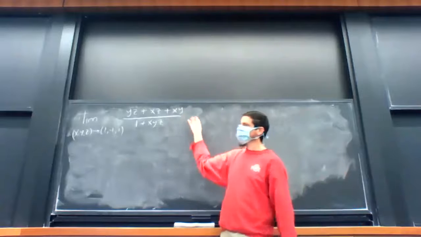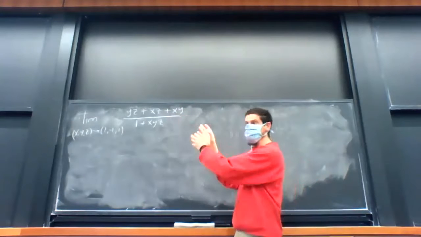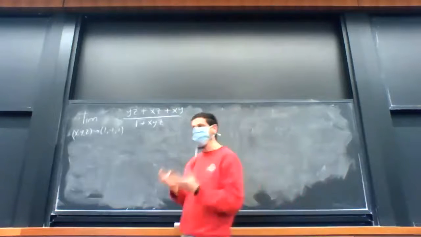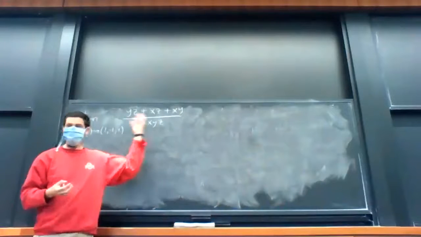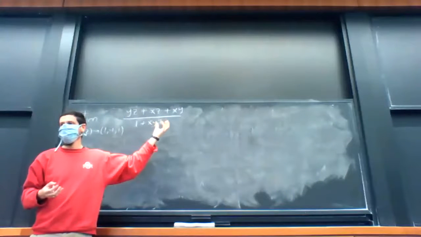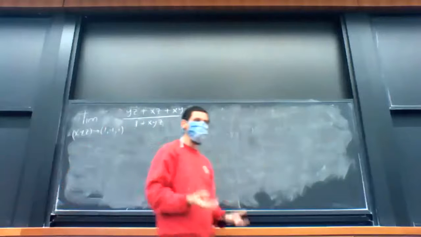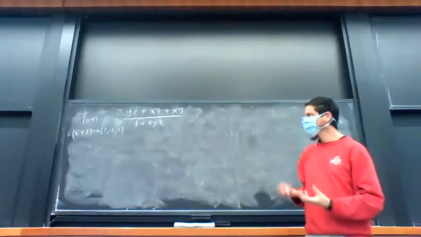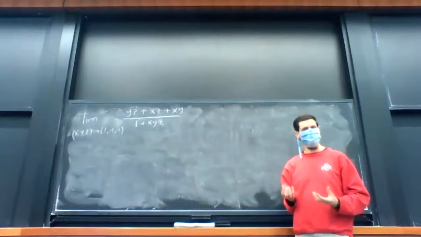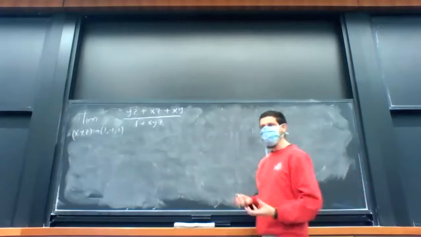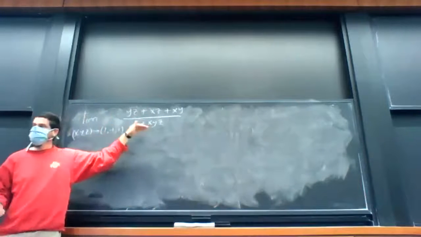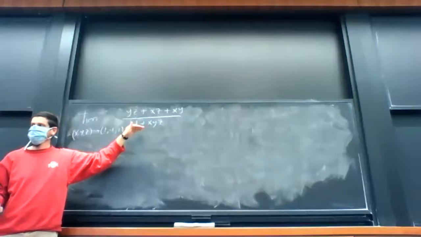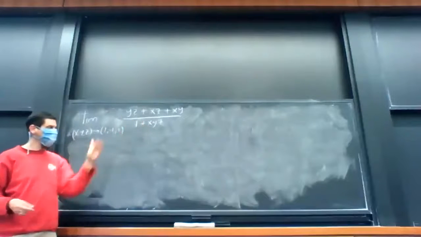Well, do we have a sum of two objects? There are sums inside, but the first operation is not a sum. What's the first thing? A quotient. So what would you like to try to use? The quotient. What must be true to use the quotient law? The two limits must exist, and what else? Not divided by zero.